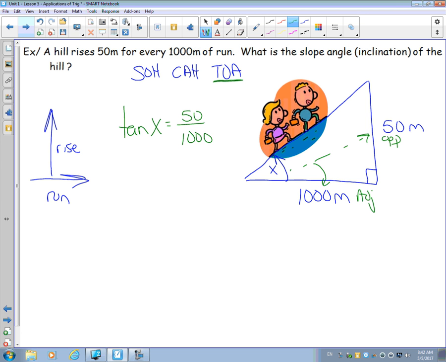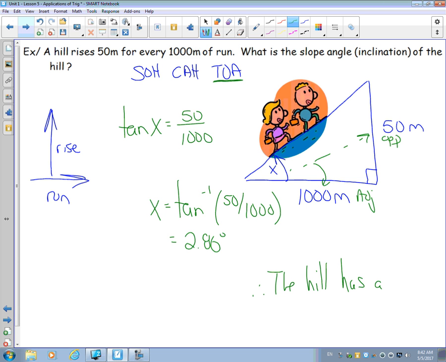All right, this is another problem. So we had 3 problems. X on the top, X on the bottom, X is the angle. That's this one. Situation number 3. To find angles, we have to use inverses. So tan -1, second function, of whatever 50 divided by 1,000 happens to be. And using your calculator, make sure you use your second function. You should get 2.86. So the hill has a slope angle of 2.86 degrees.